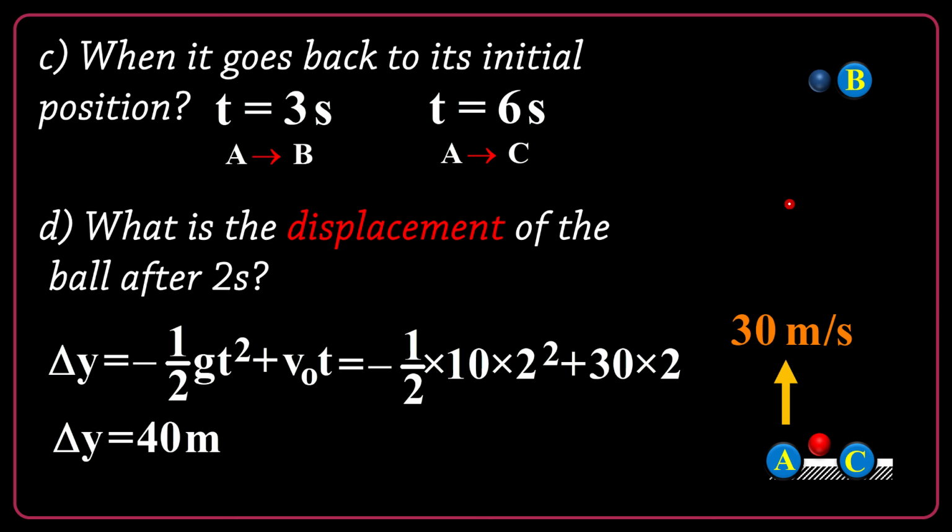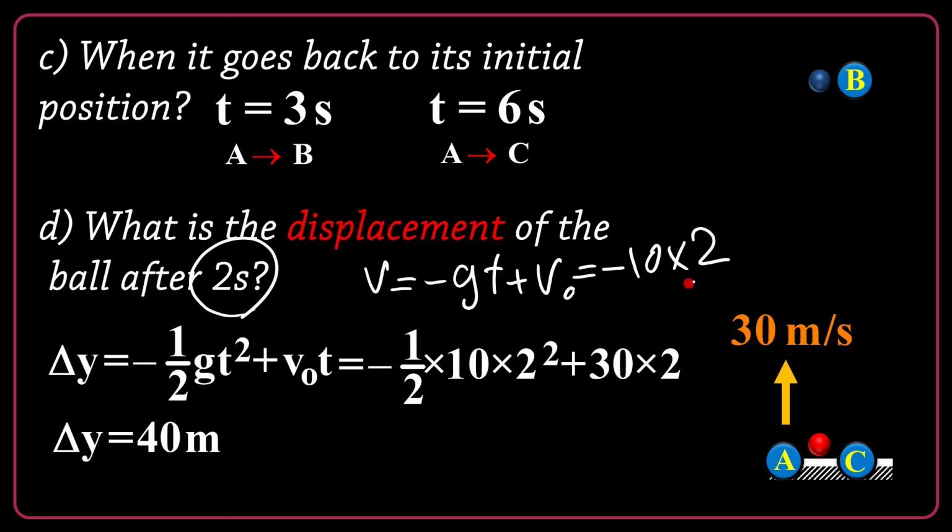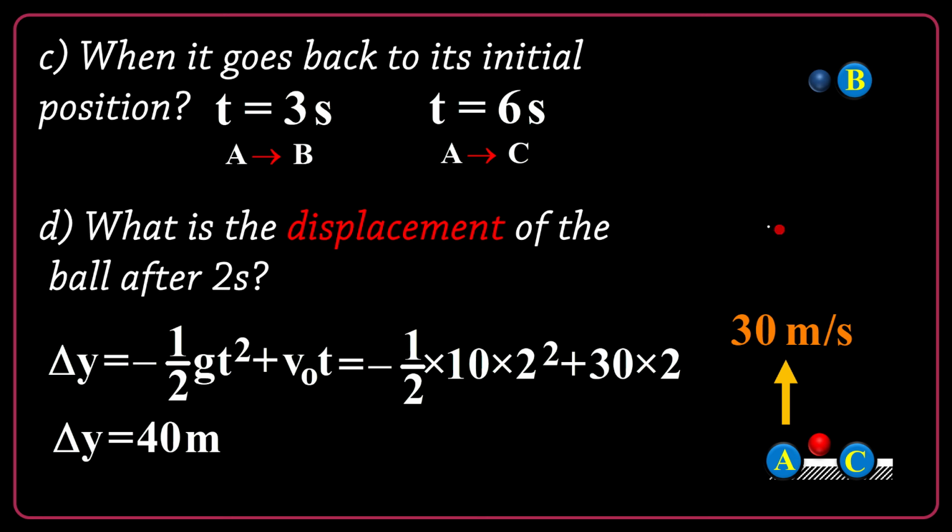Suppose that the problem wants the velocity of the object after 2 seconds. It's very easy. The velocity will be v equals negative gt plus v naught. The velocity will be negative 10 times t, which is 2 seconds, plus v naught, which is 30. It is easily seen to be negative 20 plus 30, so it's positive 10 meters per second. 10 meters per second means that the object is still rising. And finally, it stops at B. That's all. Let's go to the next question.